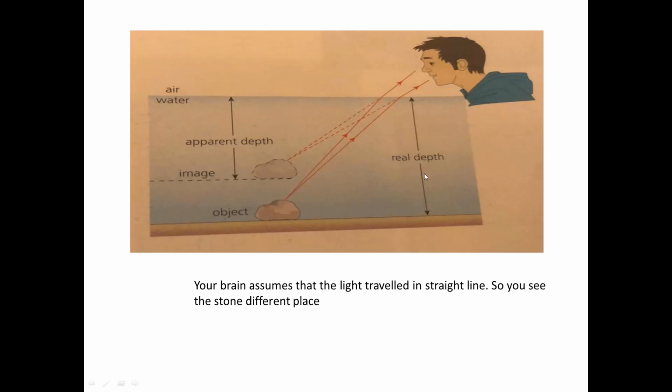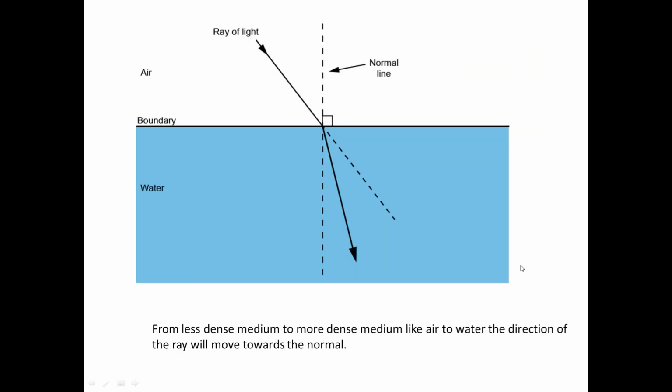So you will see the apparent depth, which is not deeper than the real depth. Okay, so I will re-explain. The light comes from the stone. It will change the direction. Why? Because it passes from one medium into another medium. Our brains will continue these two rays as a straight line. It will assume that the light travels in a straight line, so you will see the stone in a different place.